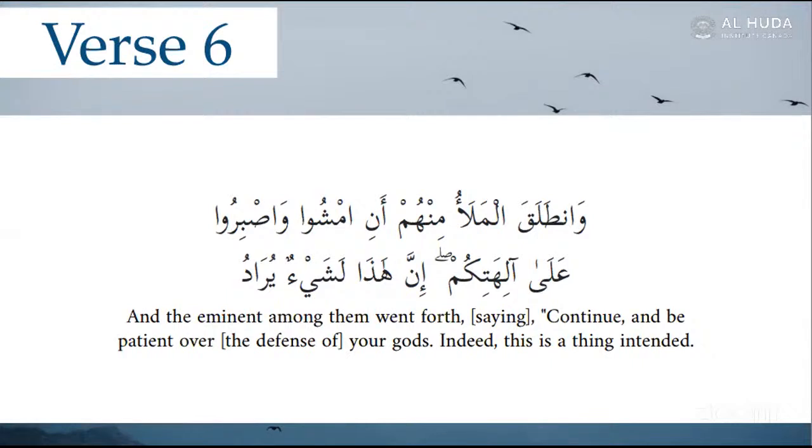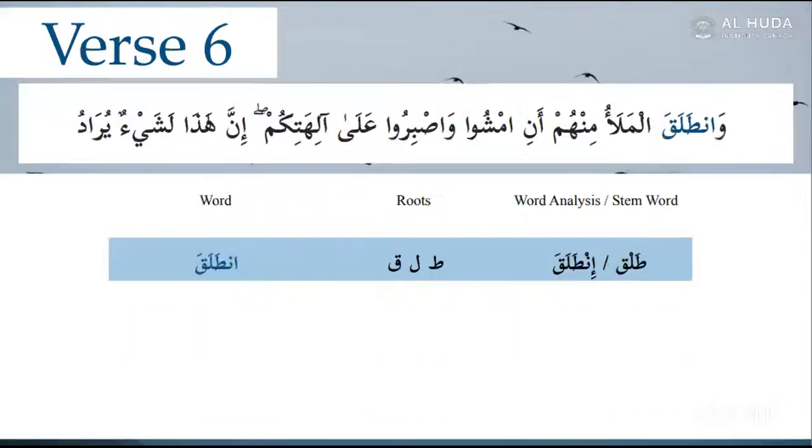وَانْطَلَقَ الْمَلَأُ مِنْهُمْ, and the eminent among them went forth. The term inṭalaqa from the root letters, ta, lam, qaf. Talq means to untie or undo. Inṭalaqa is to leave and to go away, to proceed after pausing. So every time they met, the Mala met, this is what they discussed amongst themselves. They encouraged each other to remain immersed in batil, falsehood, shirk, and to be patient in terms of defending it. So what would they say? Imshu. Continue.